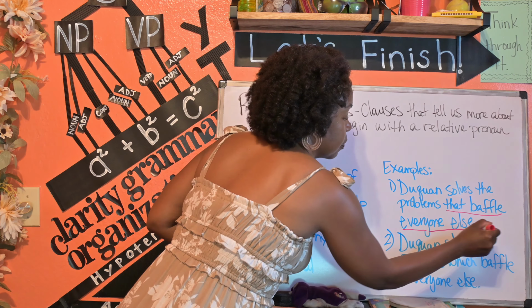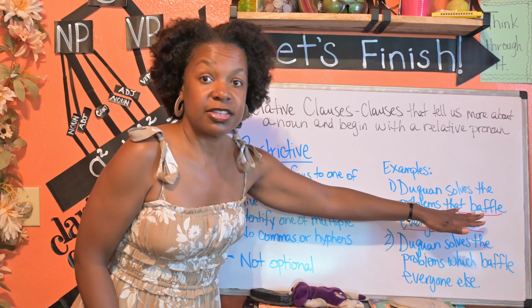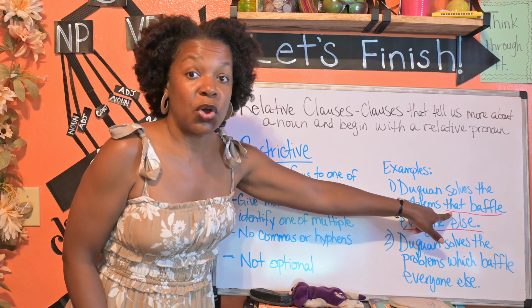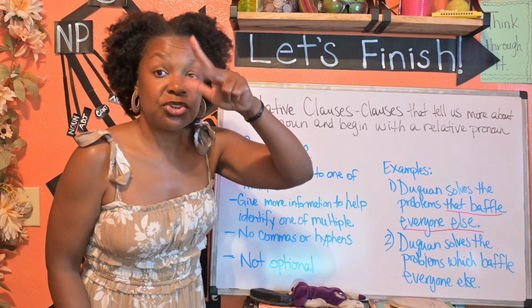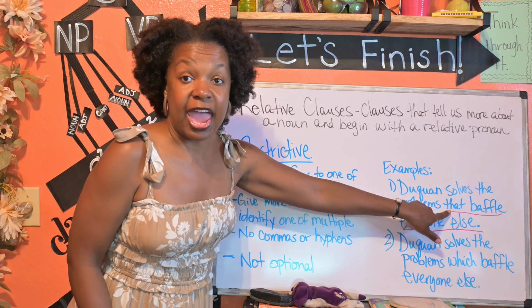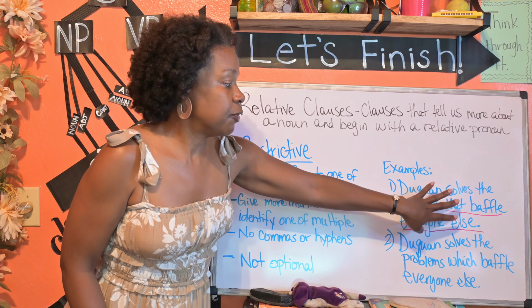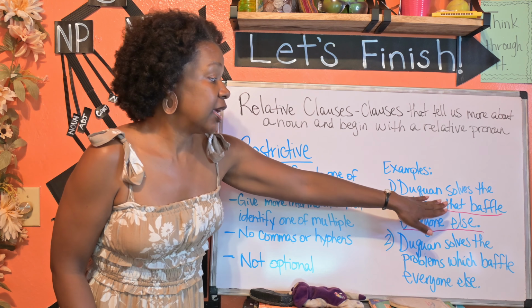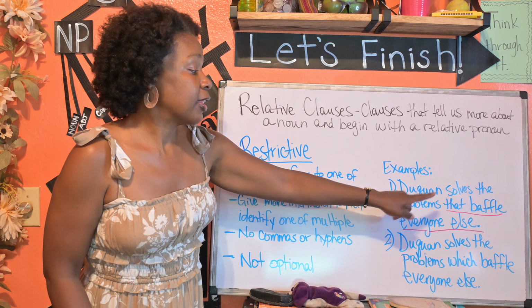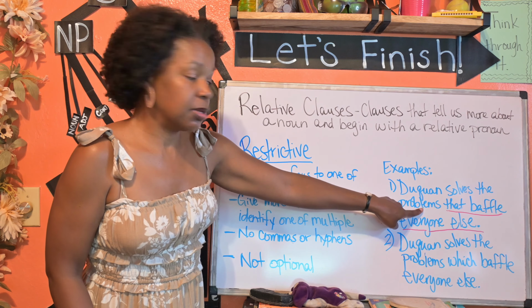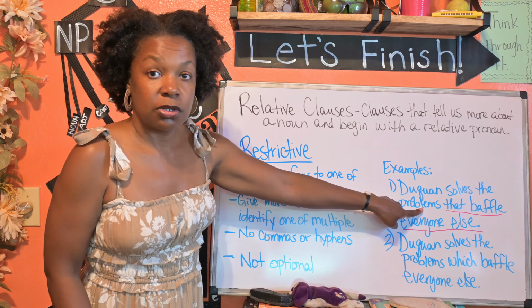We have our clause: that, baffle, pronoun. We have a noun phrase. Baffle is a verb. So we have a clause, right? And this is a relative pronoun, right? We have a who, which, or that. This is definitely a that. That baffle everyone else. This piece of information gives us an idea of exactly what kinds of problems Daquan solves.